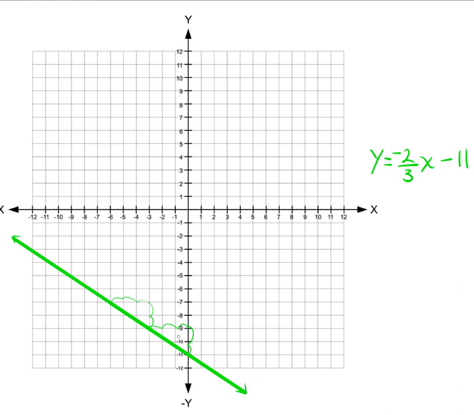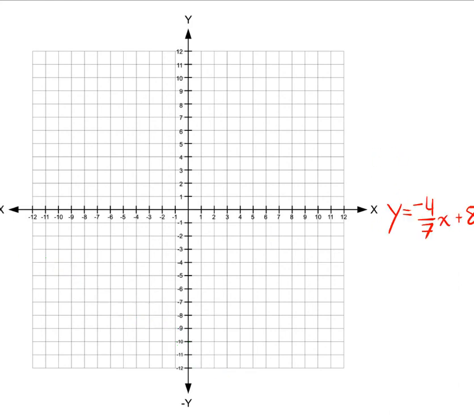Now you'll notice the negative 11 was the starting point. I didn't draw a star this time. You don't have to. It's just something to help you guys remember. And negative 2/3 is a negative slope. So all right, let's go on to problem 4. So we have red. y is equal to negative 4/7 x plus 8.